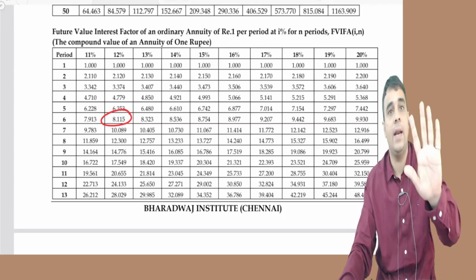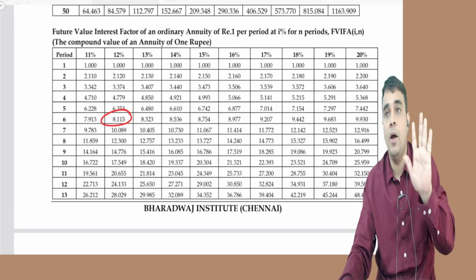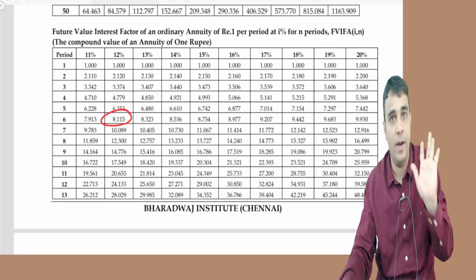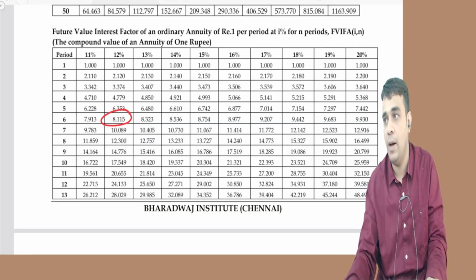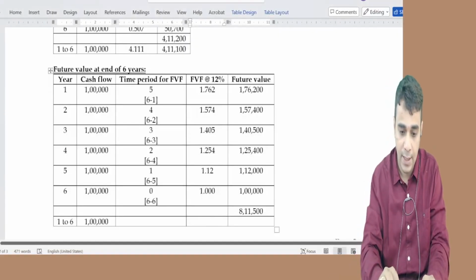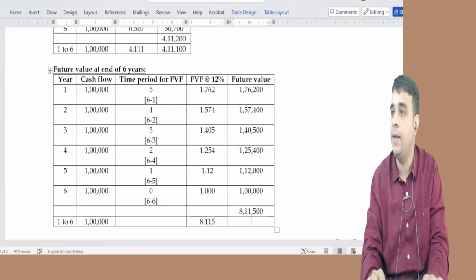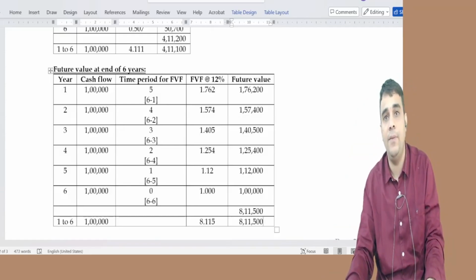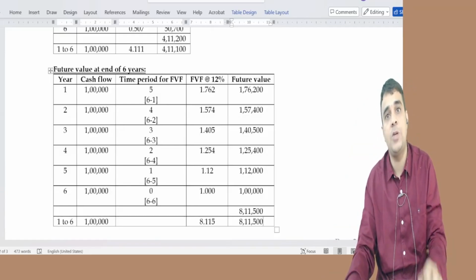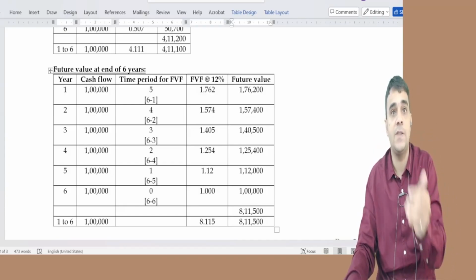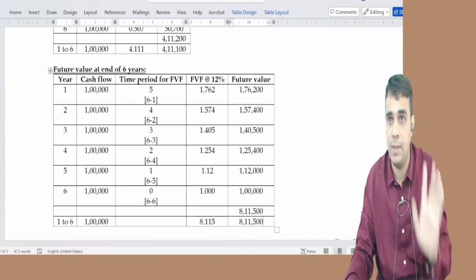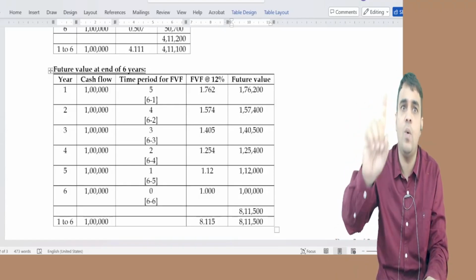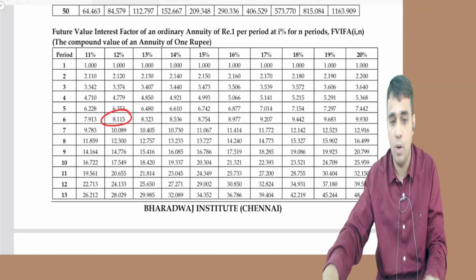It will be 8.115. How you get it in the calculator, I'll explain. You wait for some time. If you multiply 1 lakh by 8.115, you will get 8 lakh 11,500. One option is every year you do it. Second option is smart work. Assuming the amount is the same. If the amount is different, you can't do all this. Equal amount. What does the factor say?